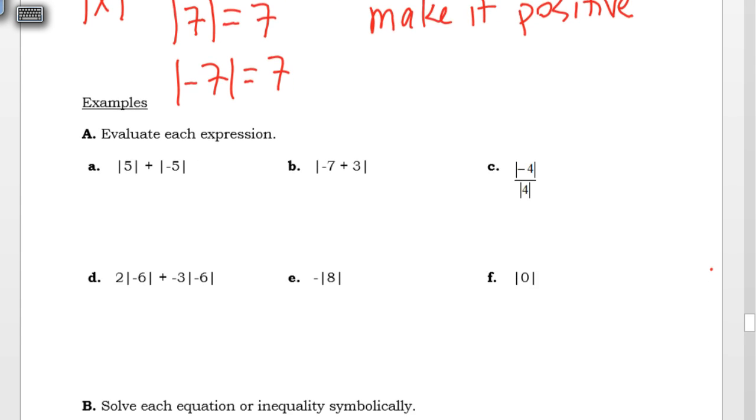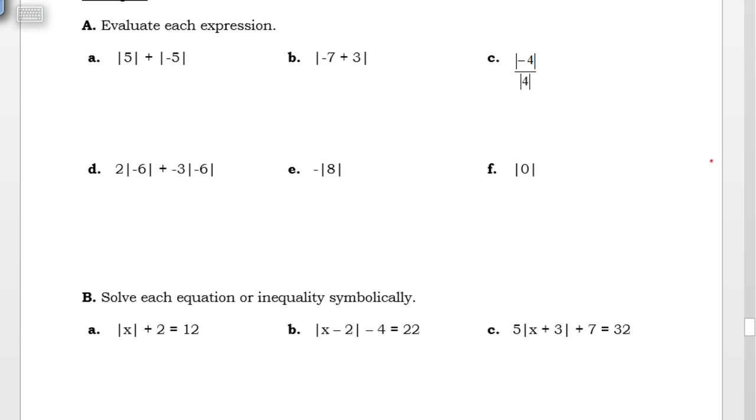They all say evaluate, which just means find the answer. So, the absolute value of 5 is 5. The absolute value of negative 5 is also 5. So, the answer here is 10.